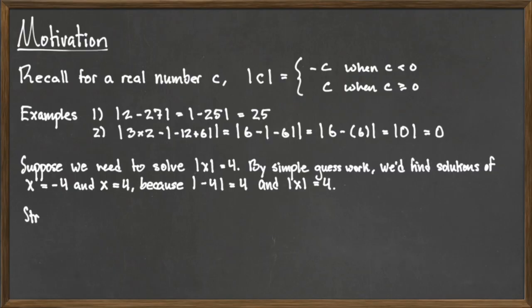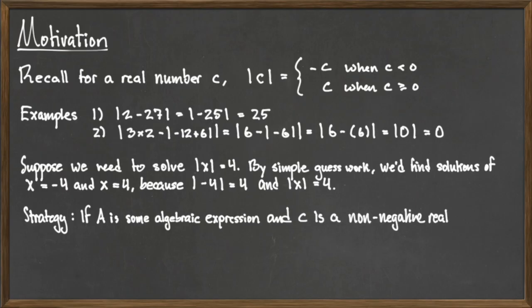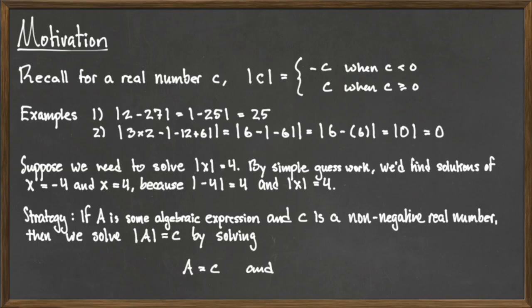So here's the general strategy. If a is some algebraic expression and c is a non-negative real number, then we can solve the equation absolute value of a equals c by solving the two equations a equals positive c and a equals negative c. So to be clear, the thing that's getting both a positive and negative version is the number c on the outside of the absolute value bars. The whole point is that the quantity a inside becomes either positive c or negative c so that we can get a final result of c.